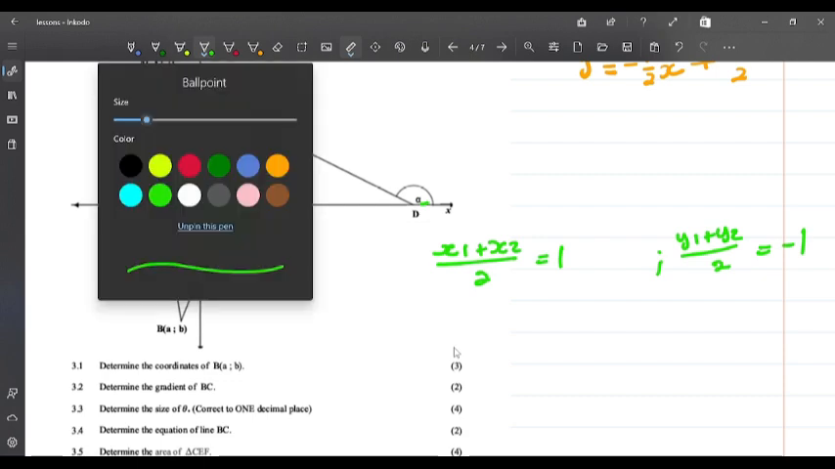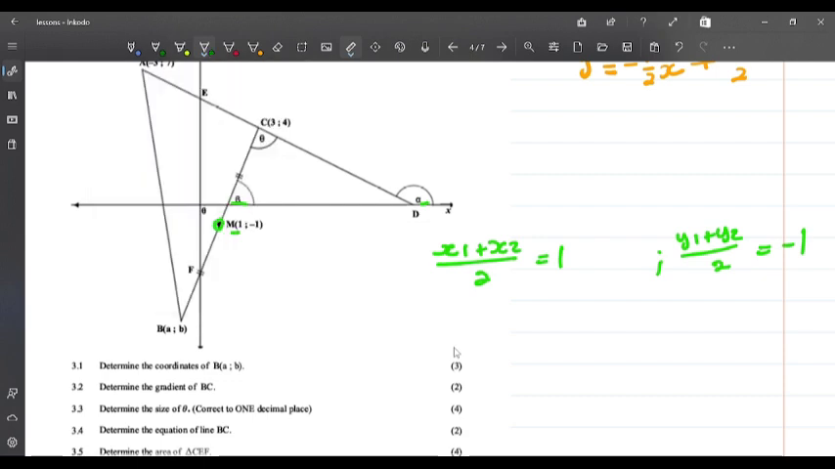Now let me substitute into this formula here. My x1, I'm going to make it C, my y1 is also at point C. So my x1 is going to be 3 plus my x2, which would be my x at B, I'm going to replace that with a, over 2. This is equal to 1. Doing the same on the other side, my y at C is 4, plus my y at B, which is represented with the letter b, divided by 2, we're going to get negative 1.